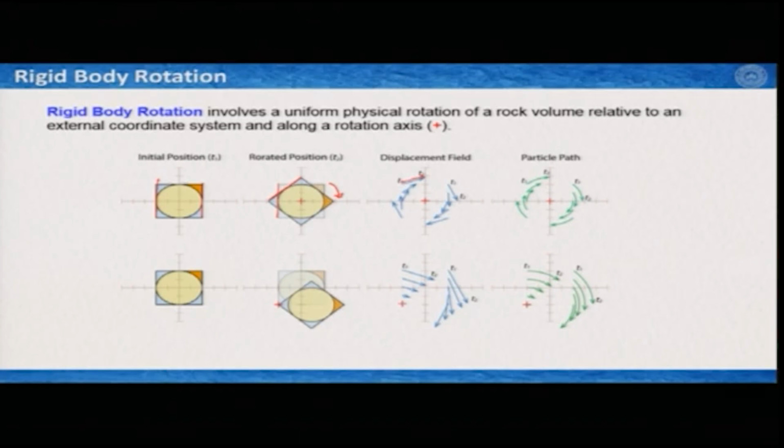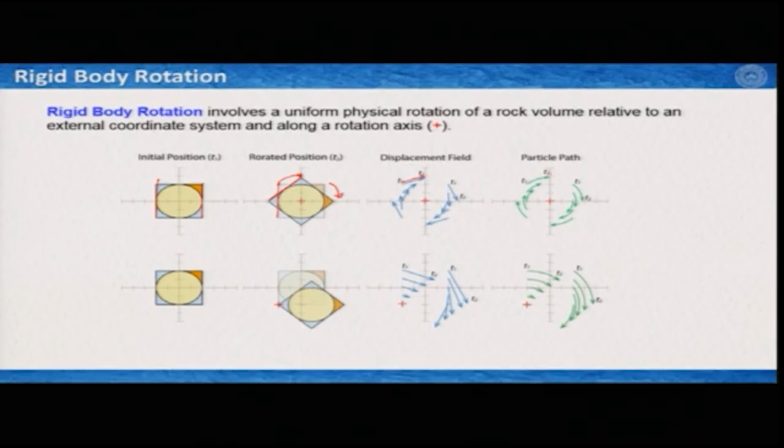But the particle path does not necessarily have to follow a straight line, because this point moved to this point not necessarily by a straight line, it actually moved following a curved line. Therefore, the particle path would not be a straight line but a curved line.